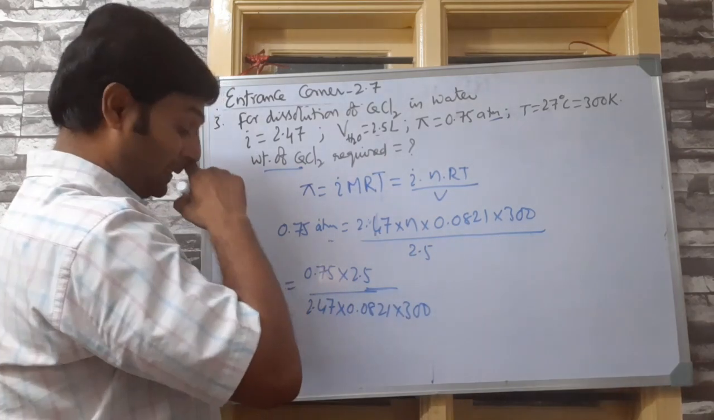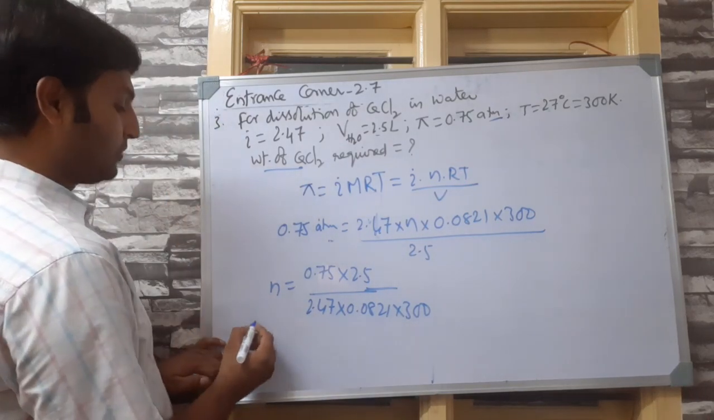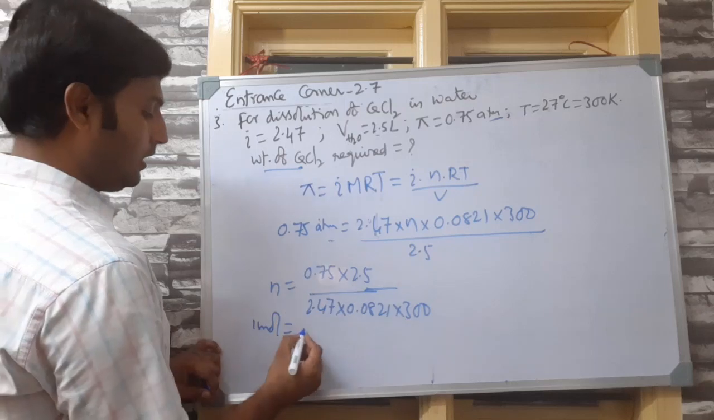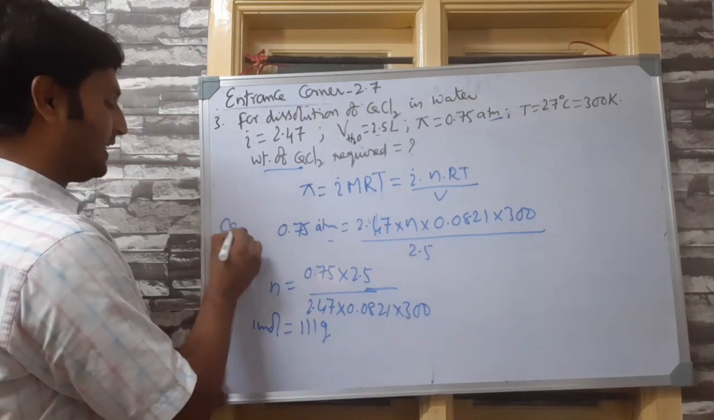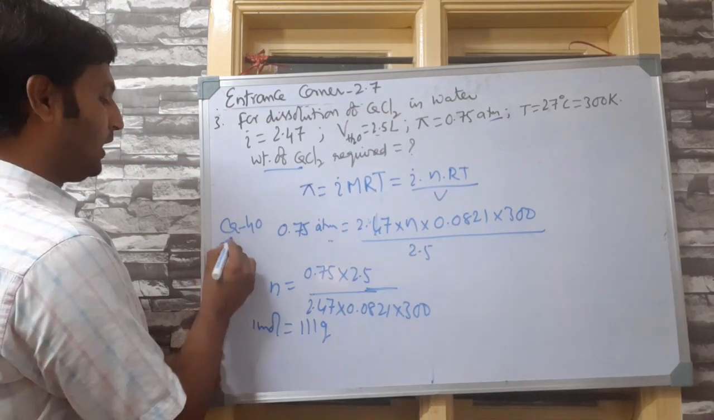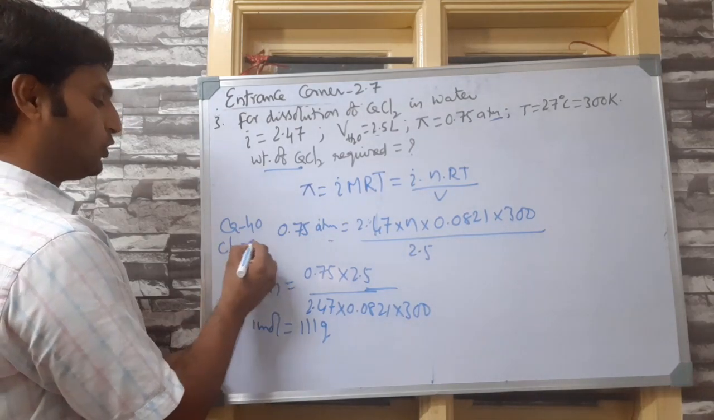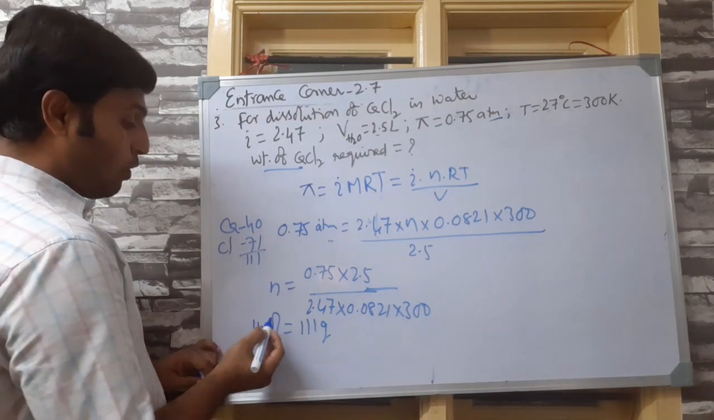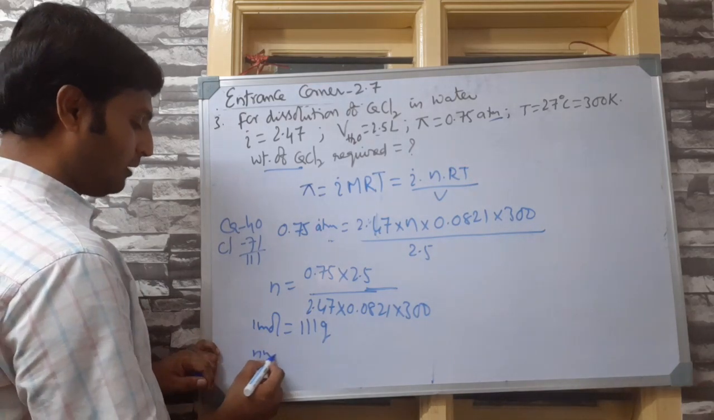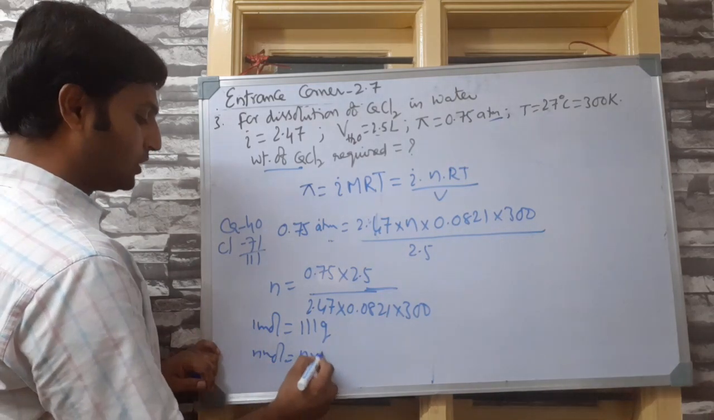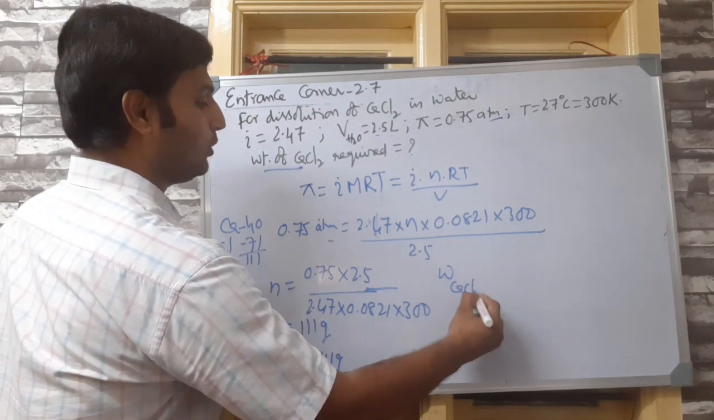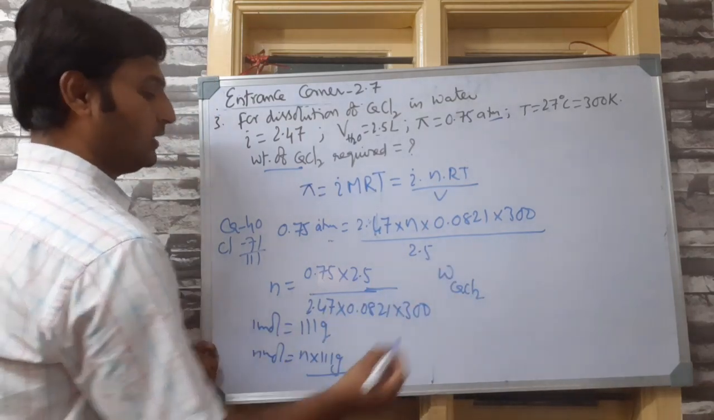Okay. Then you know very well 1 mole of calcium chloride comes out to be 111 grams, because calcium is 40, chlorine each 35.5, so total 71. So total comes out to be 111 grams. So 1 mole is 111, n moles will be n into 111, right? Therefore, for the weight of calcium chloride, I can multiply this with 111.